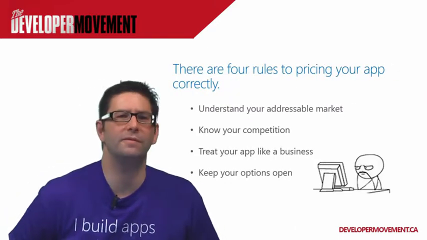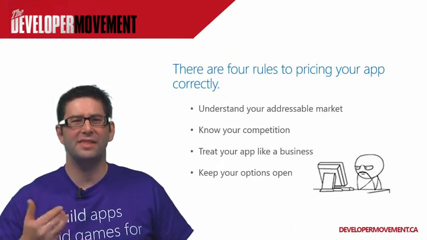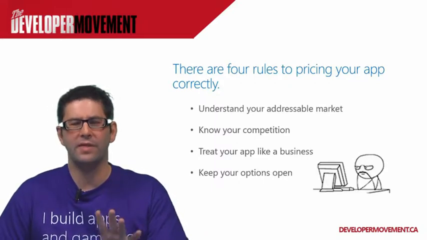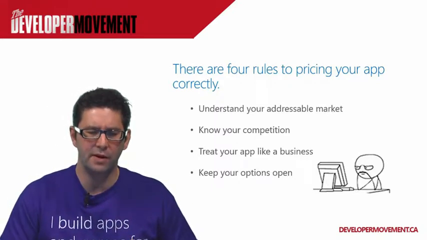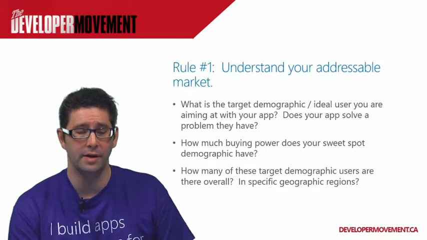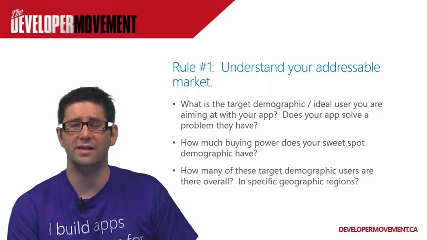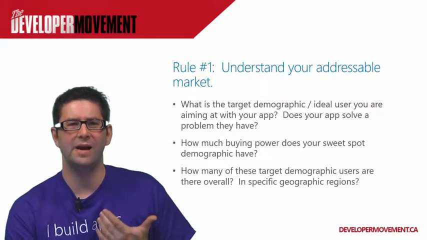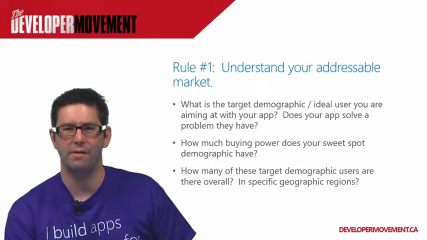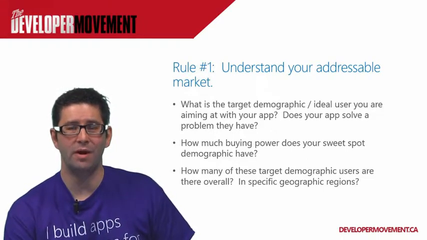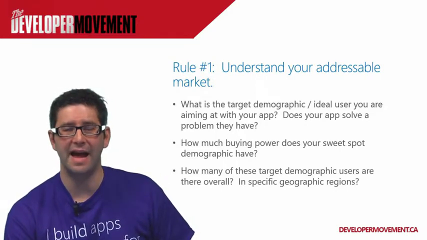So there's a number of different rules for pricing the app and just thinking about your application as a business altogether. We're going to go through 4 that I find are the most common. The first one is addressing your addressable market, understand your addressable market. So who is your target demographic? What types of users is your application going to be appropriate for? And beyond that, does this application solve a problem that this group of users have?